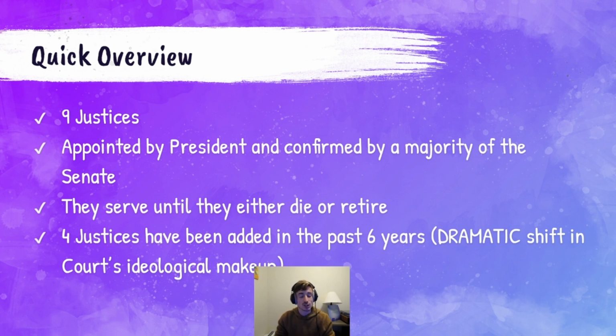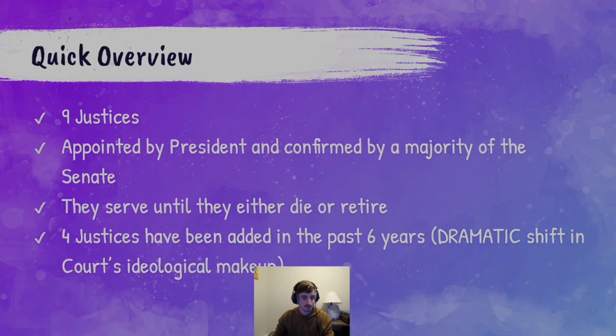A justice makes it to the Supreme Court by being appointed by the President of the United States and then confirmed by a majority of the Senate. They serve life terms, either until they die or if they retire, which we will see who people replaced here in a second. And then in the past 6 years, 4 justices have been added to the Supreme Court, 3 by former President Trump, and then 1 by current President Biden, which, again, you will see. We'll go one by one through each of them.